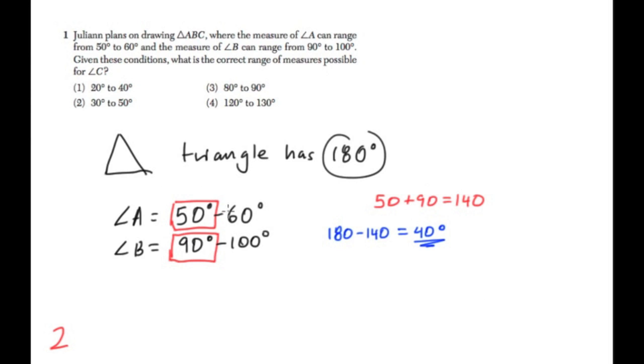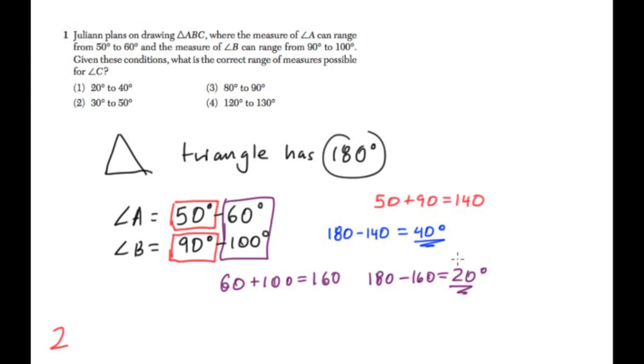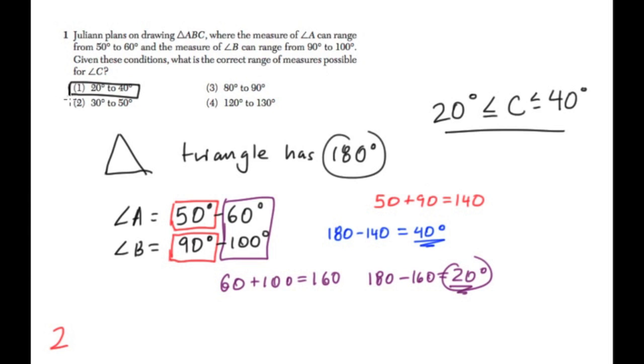Anyways, now we take the maximum values, which are 60 and 100. So 60 plus 100 would be 160. 180 minus 160 would be 20 degrees, so 20 would actually be our minimum value, and that's kind of common sense. If your two other angles are pretty big, then your third angle is going to be smaller. So 20 is our minimum value for C, so angle C is going to be from 20 degrees to 40 degrees, and that's going to be our answer. And if we look for it in the answer sheet, boom, right there. Choice number 1, 20 degrees to 40 degrees.